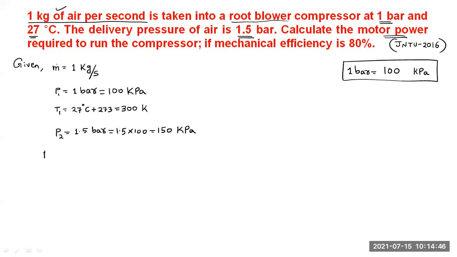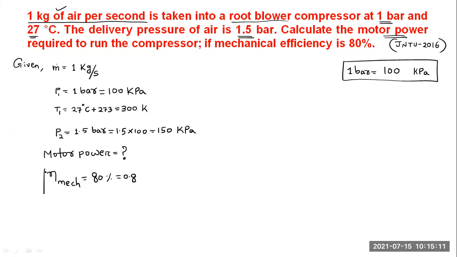Okay, so motor power, we have to calculate the motor power to run the compressor if mechanical efficiency is 80%, that is 0.8. Who can tell the formula of mechanical efficiency for a compressor? What is the formula of mechanical efficiency for a compressor? Who can say?